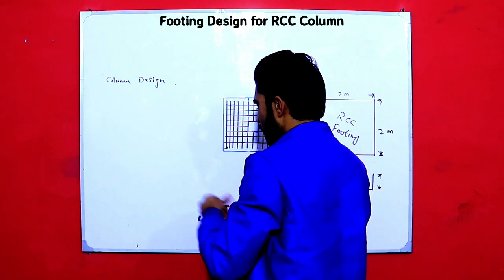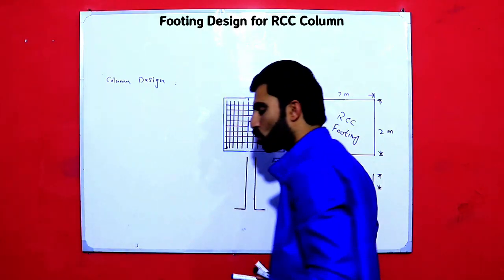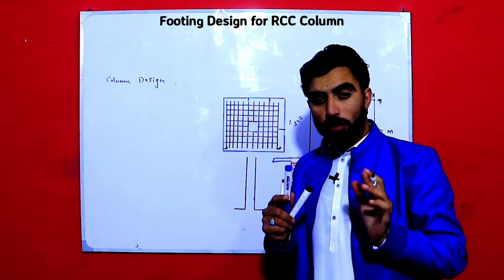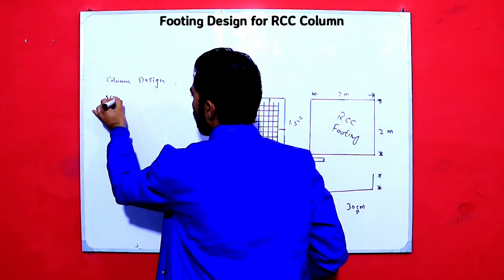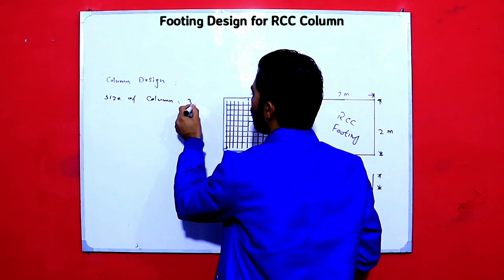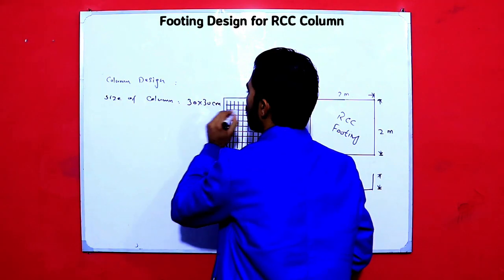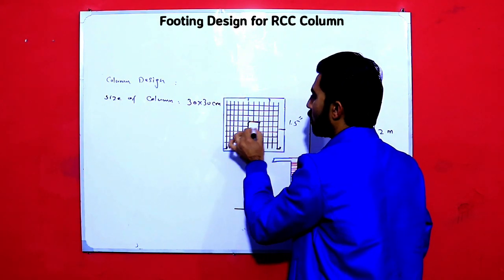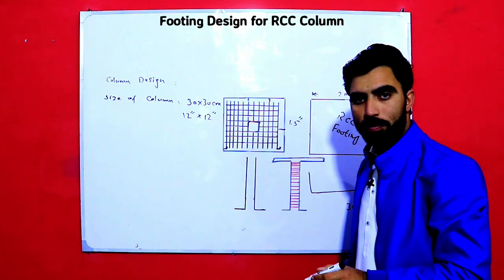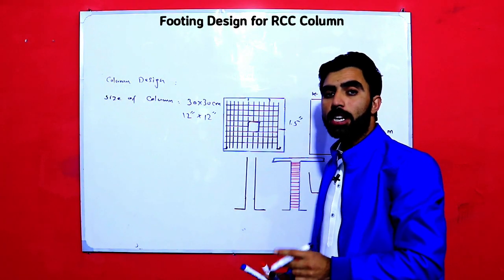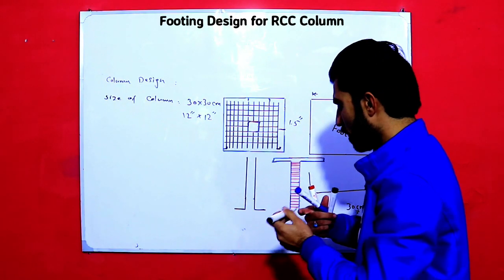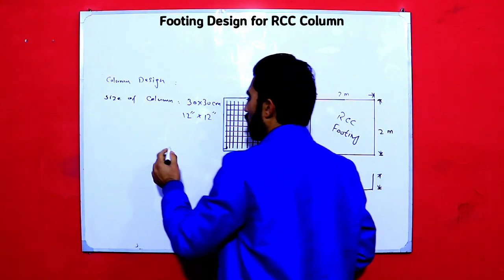Okay, first one is guys, the size of the column should be minimum, for 2 to 3 story, 30 by 30 centimeters. Size of column, as you can see, this is size of column, 30 by 30 centimeter or 12 by 12 inches. It should be the size of RCC column, and concrete cover should be minimum 1 inch, or 25 millimeters. So this should be the concrete cover. Now come to its top of the column.